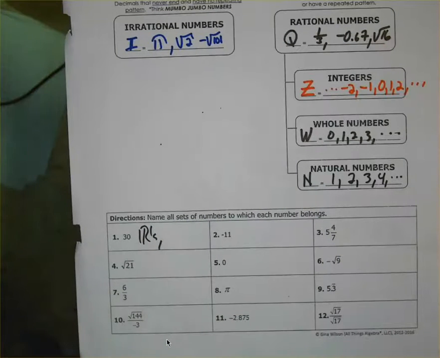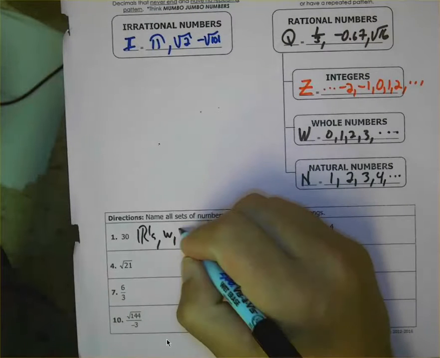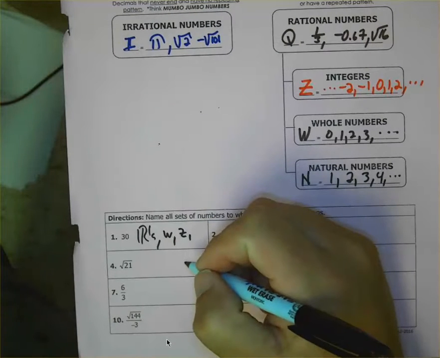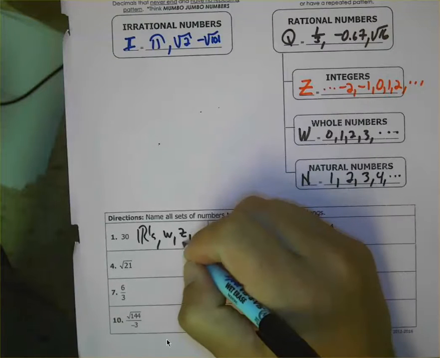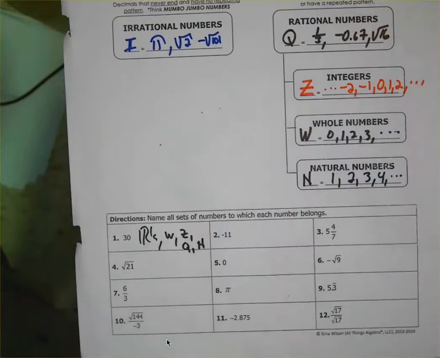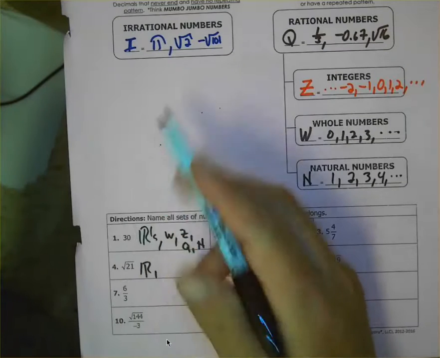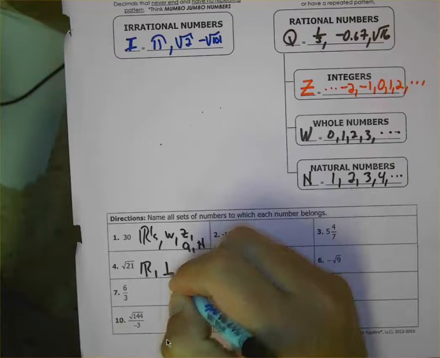So where would you classify 30? 30 could be a whole number. It could also be an integer. It can also be a rational number, and it's also a natural number. Realistically, you think about where it goes, and it can be as many of these as it fits. Like number 4, the square root of 21. I don't know what that is in my head, but I know that it's definitely a real number, and the square root of 21 is an irrational number.